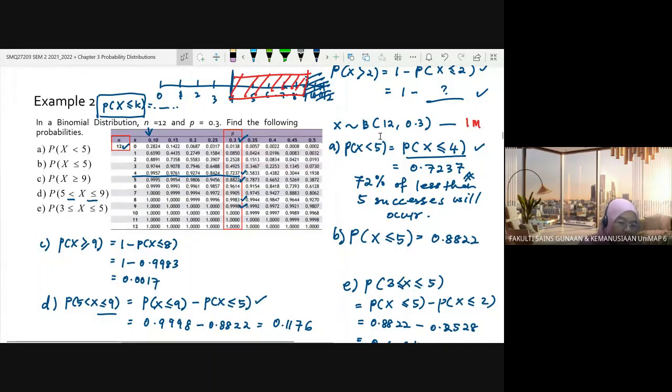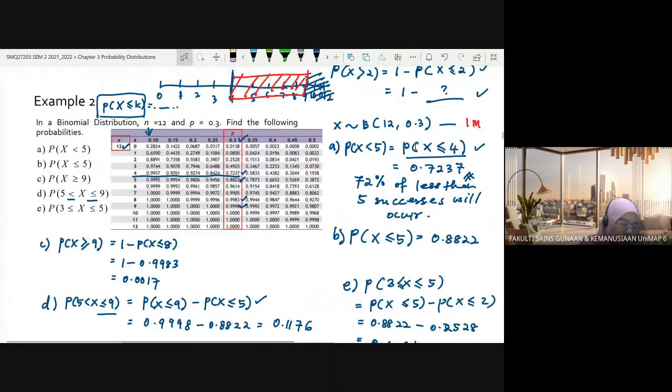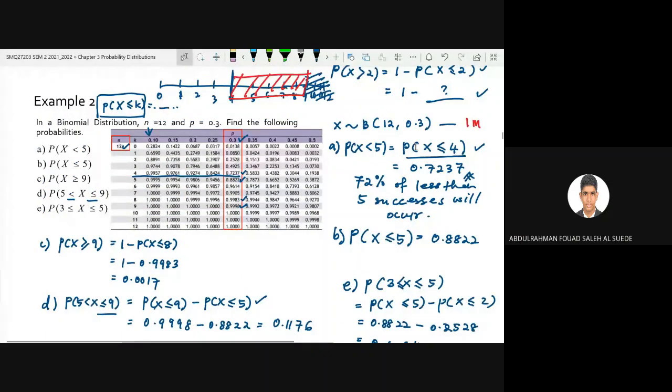So that's how we find the probability given a binomial probability distribution with number of trials 12 and probability of success 0.3. Any questions so far, class? Actually, doctor, for number D, I still couldn't get how we... Okay.